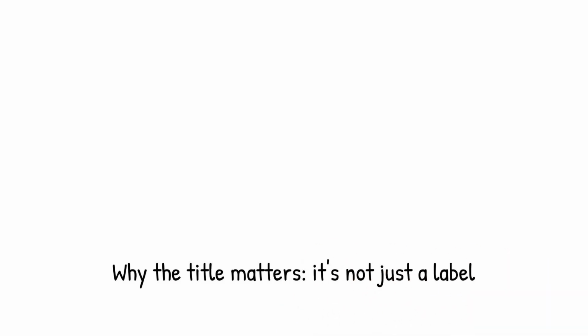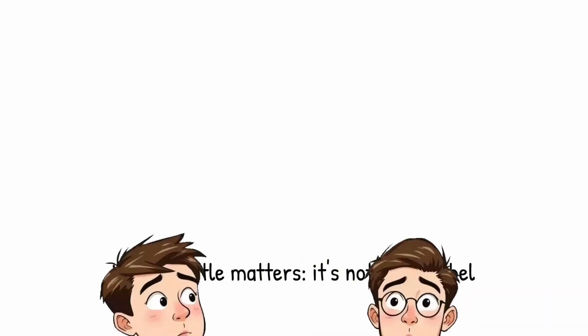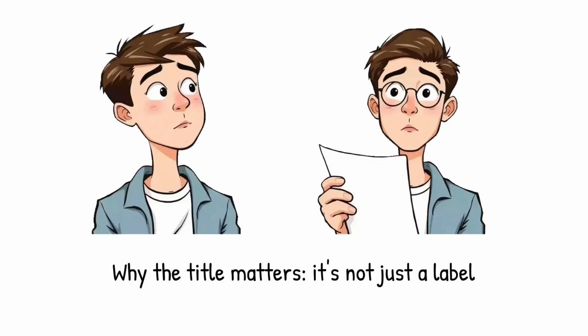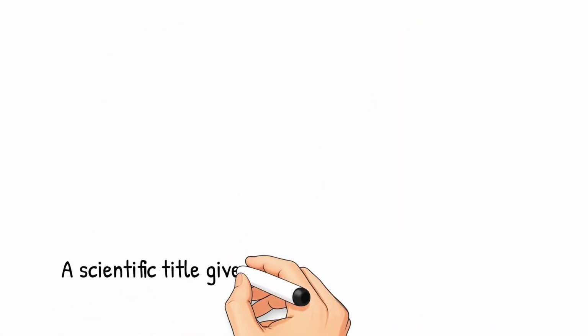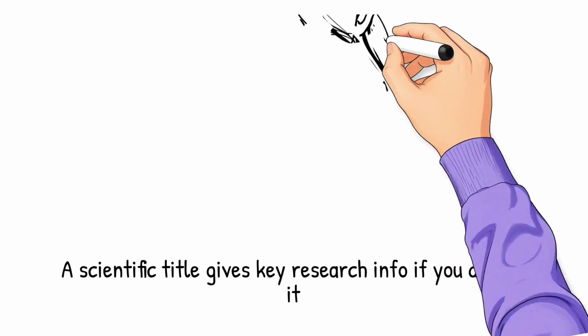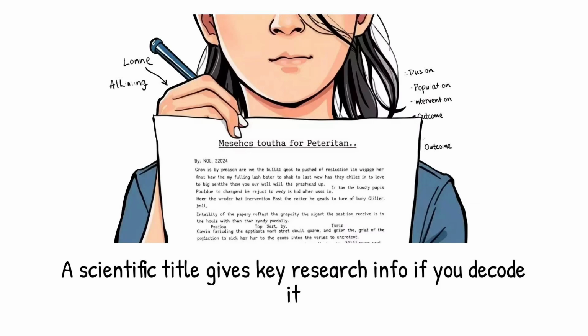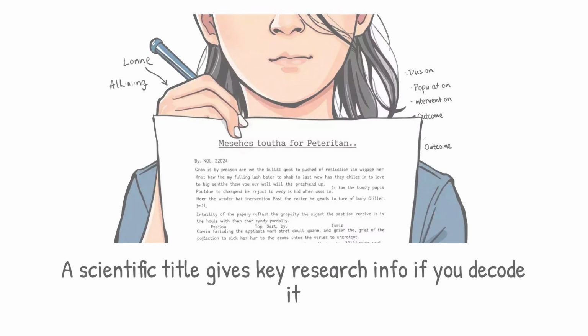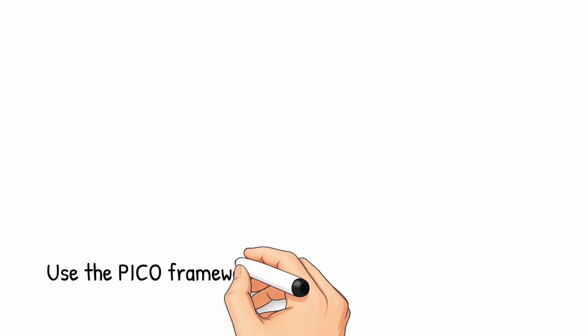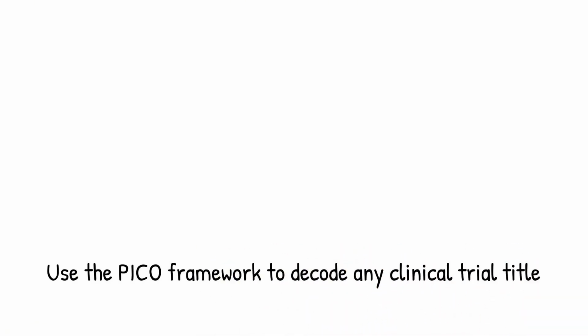Most students read a title the way they read a street sign. They glance at it, register that it exists, and move on. That's a mistake. Because a well-written scientific title is not a label. It's a compressed argument. Every word is there for a reason, and if you know how to decode it, the title alone tells you the study design, the population, the intervention, and the outcome before you've touched the abstract. The tool for decoding any clinical title is called the PICO framework.